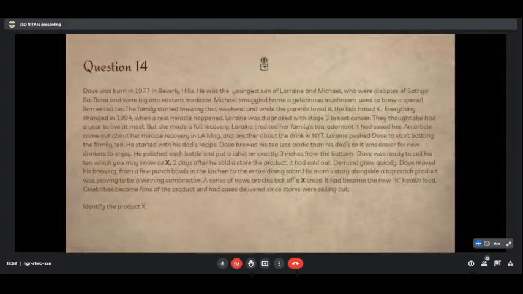After which Dave moved from just making a few bowls of it in his kitchen and dining room. He started selling this new kind of fermented tea that was supposed to be very healthy and popular. So we want you to identify what X is.